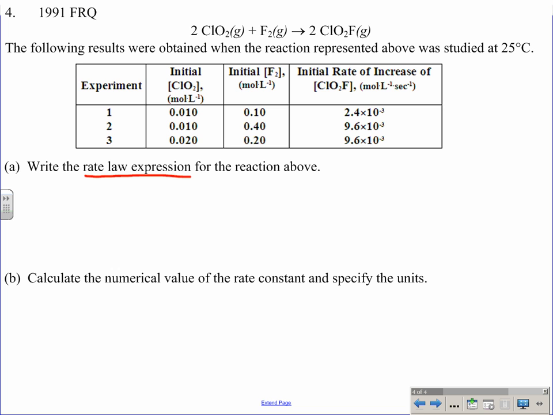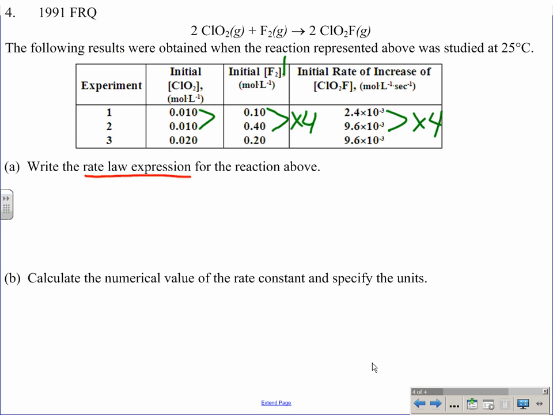To find out what the rate is with respect to ClO2, I need a situation where F2 is constant. That doesn't happen. So that pretty much means I'm stuck with finding F2 first. So I'm going to switch gears, and I'm going to look for a situation where this one is constant. Sure enough, right there, that is constant. This is a quadruple situation. 0.1 to 0.4 is quadrupling. What ended up happening to my rate? Well, that also quadrupled, which tells me we are first order with respect to F2.